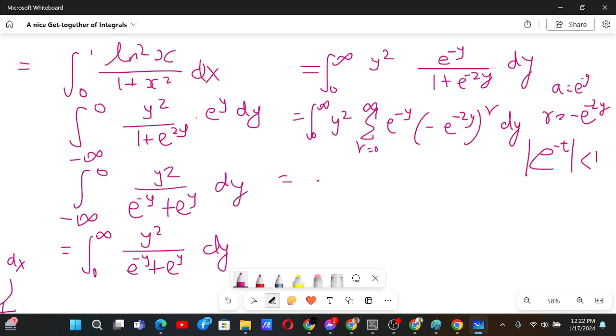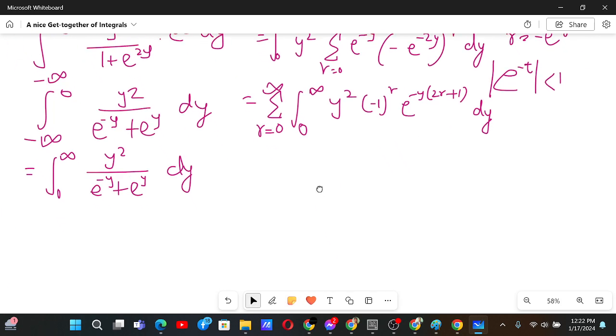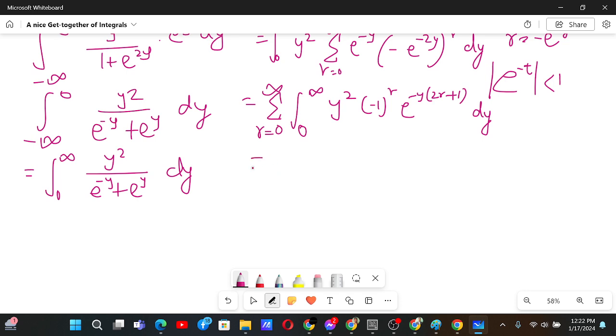Now let's interchange the sum and integral. Sum from 0 to infinity, integral from 0 to infinity, and we have y square. This is minus 1 to the power r and e to the power minus y times 2r plus 1 dy. Now you might probably see some sort of gamma function over here.